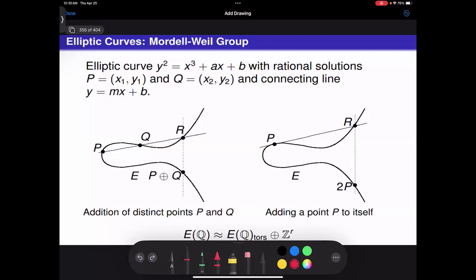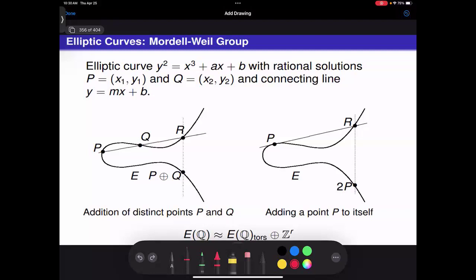Imagine Q is getting closer and closer and closer to P. And the limit as Q approaches P, then P plus Q will go to P plus P. And as Q gets closer and closer and closer to P, instead of having the secant line, what do you get? The tangent. This is the tangent to the curve at P. And that's how you add P to itself.